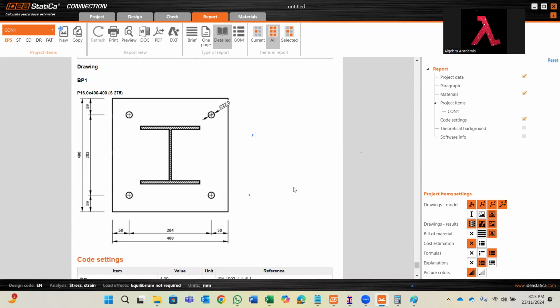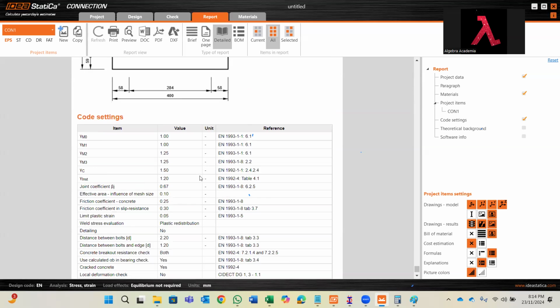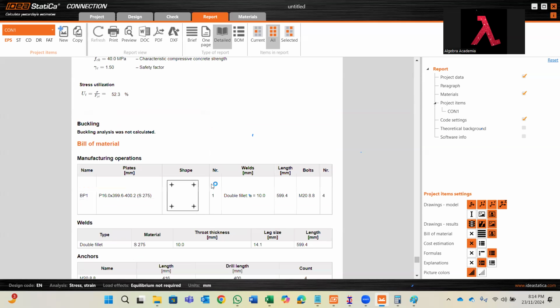So what is the base plate dimension? And what is the edge distance? And what are the bolt diameters? And what is the weld thickness? Yeah, so this is what it is.